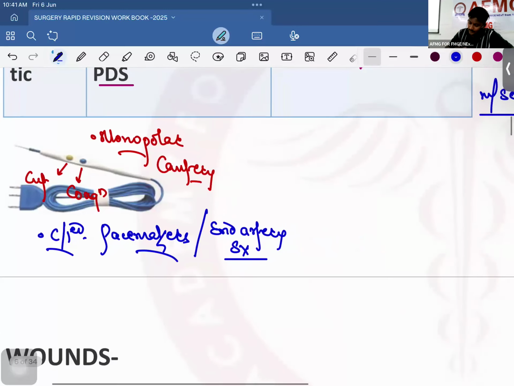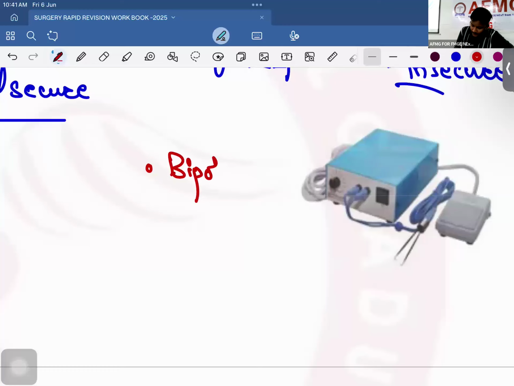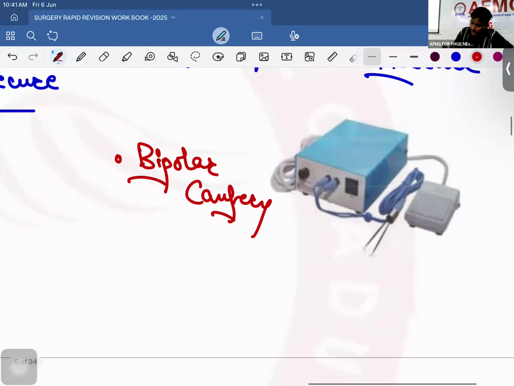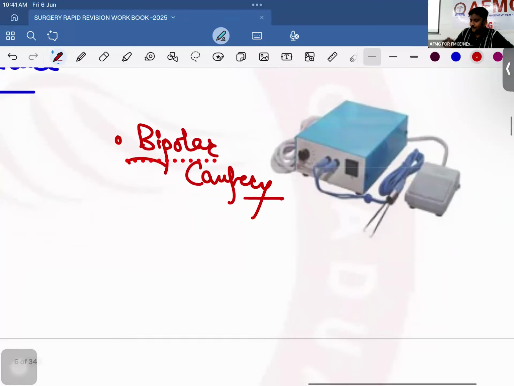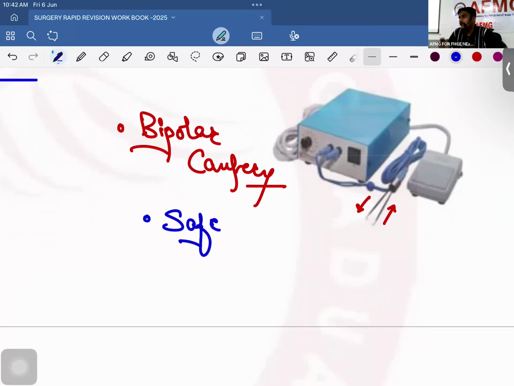Understood? Next important is this picture over here. This is a picture of a bipolar cautery. In bipolar cautery, if you see the cautery, beta, it is going to have prongs, two ends. Here, will the current pass via the patient's body? No. Here, as the circuit is completed locally, beta, the current will not pass via the patient's body, and therefore it is safe to use in patients with artificial pacemakers. So in patients who have artificial pacemakers, we can safely use the bipolar cautery.